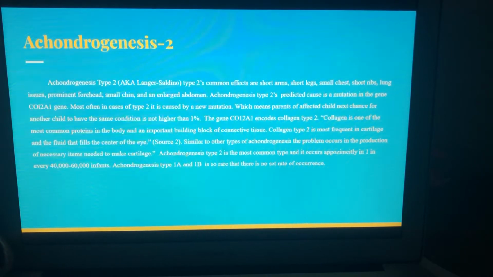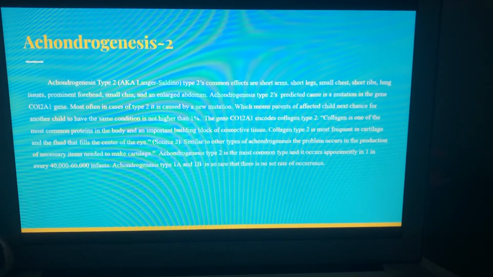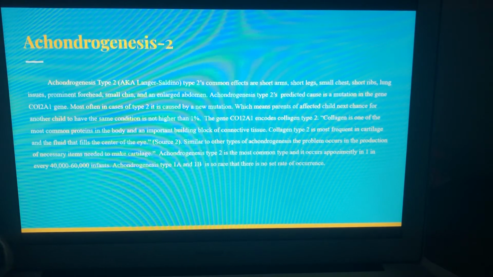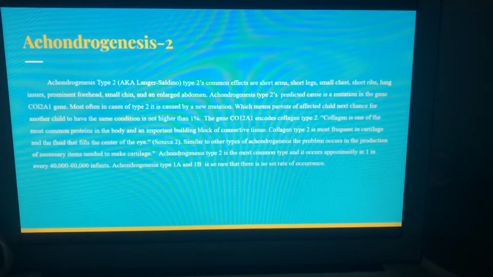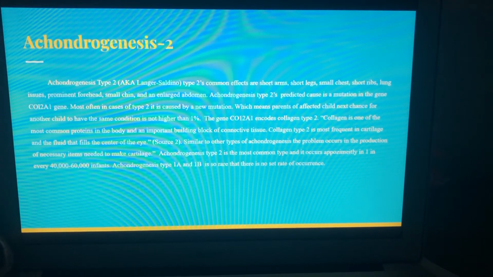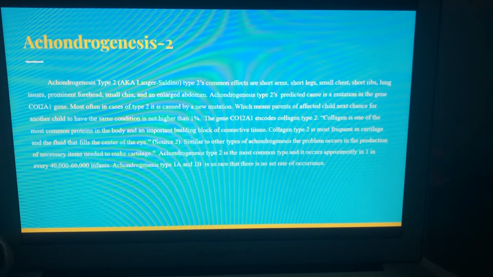Most often in cases of type 2, it is caused by a new mutation, which means the parents of an affected child's chance of having another child with the same condition is not higher than 1%. The COL2A1 gene encodes collagen type 2. Collagen is one of the most common proteins in the body and an important building block of connective tissue. Collagen type 2 is most frequent in cartilage and the fluid that fills the center of the eye.